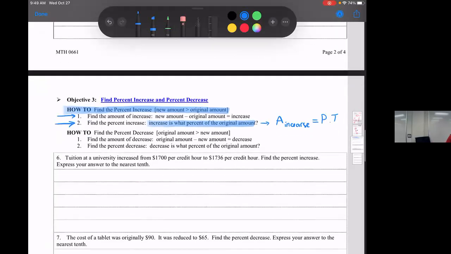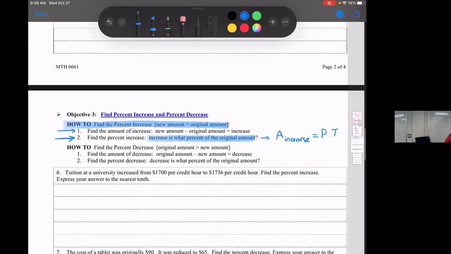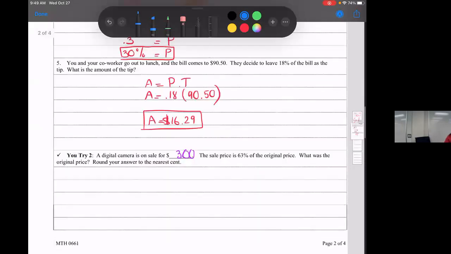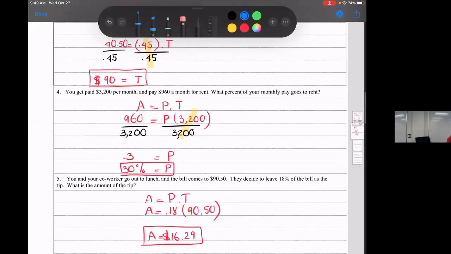So let's do number 6. I'll talk about percent decrease later. It's not multiply, just A increase. I just use a subscript to make a distinction between the A here and the A here, but it's pretty much the same.